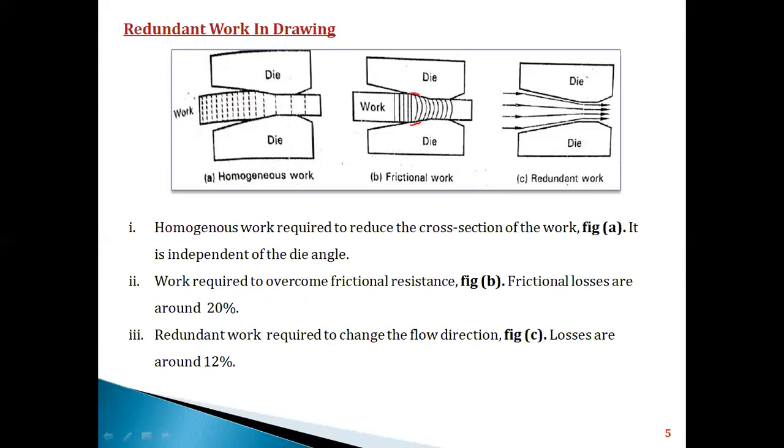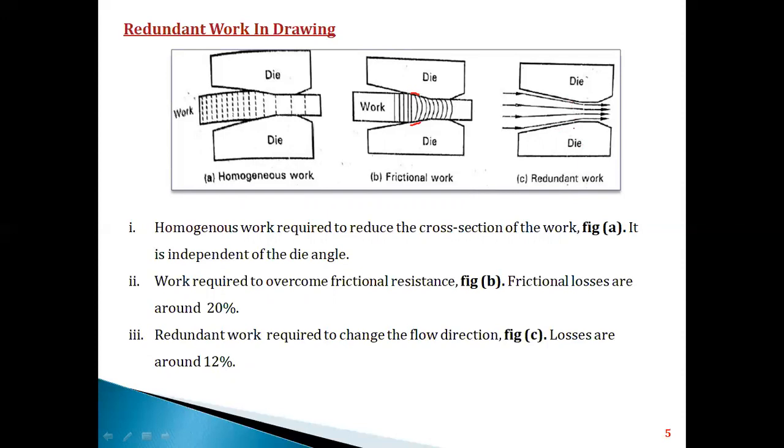And the third important point we want to discuss here is inhomogeneous work, also known as redundant work, which is case C. It is developed when the flow direction is not uniform. In very simple words, redundant work is the work developed due to internal distortion of the work, and it is developed because of the excess in the case.